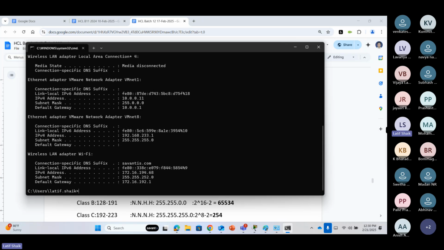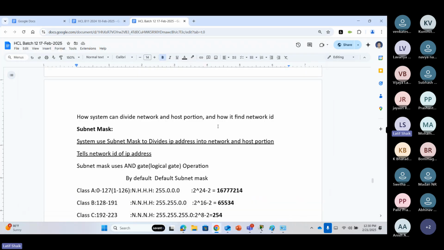So our systems use a subnet mask. So you have an IP address, then a subnet mask. Subnet mask is compulsory. Without a subnet mask, you don't understand which network you belong to. Using the subnet mask, the system divides the IP address into network and host portions and gets a network ID from your IP address.